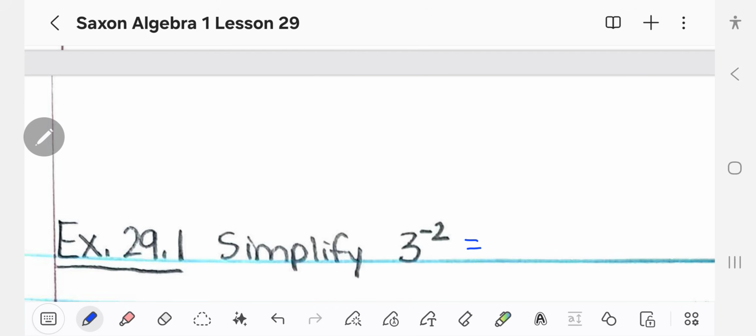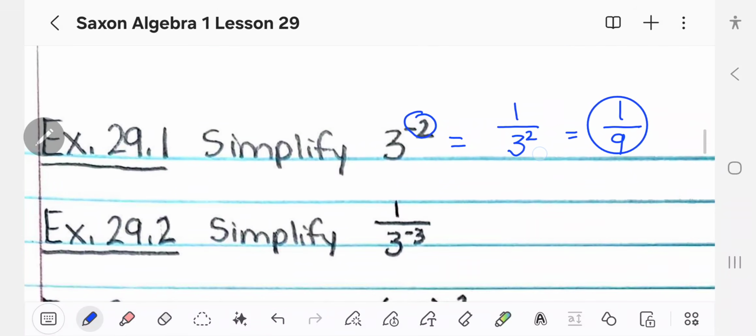A couple different ways you can think of it. We know it's going to be a fraction, and that's going to be over 3 squared, right? Or you can think about it with the rule we just used. If we want it in reciprocal form, we could put the 3 in the denominator, change the sign of the exponent, and then that's just going to be 1 over 3 times 3, which is 9. So 29(1) is 1/9.